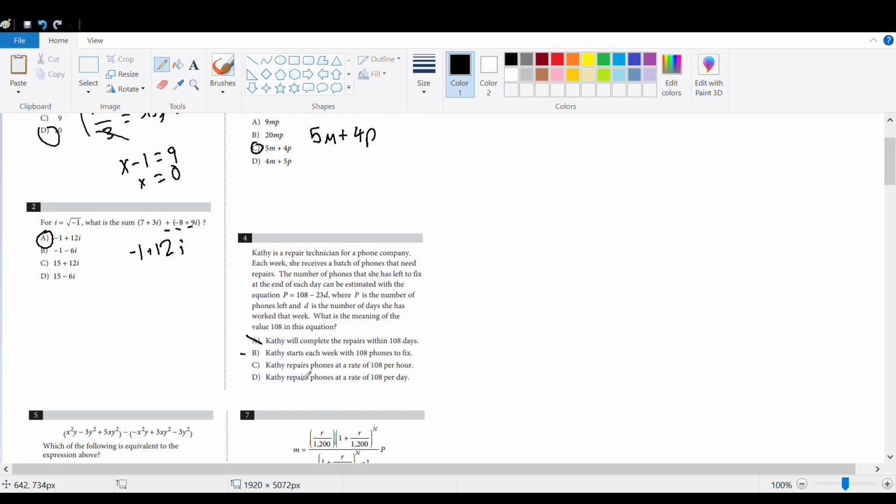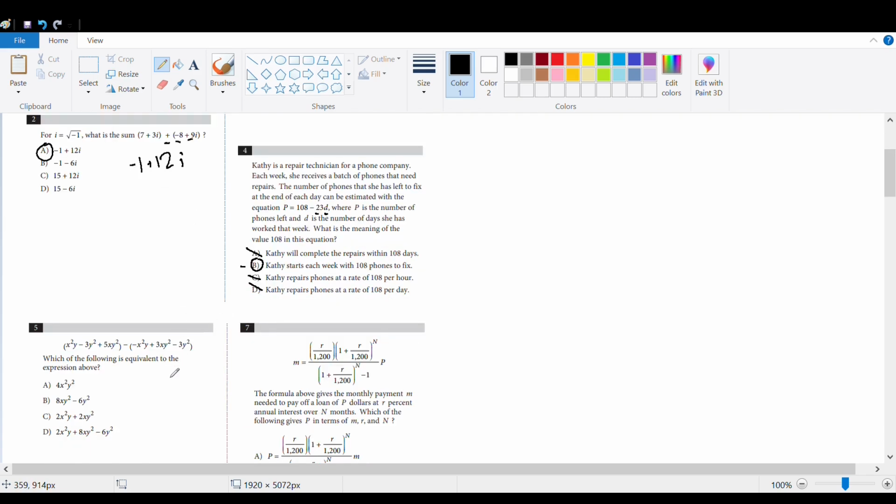And C, Kathy repairs phones at a rate of 108 per hour. This is not true because for 1 day, there is minus 23, so she only fixes 23 phones per day, so it's not C. And D, Kathy repairs phones at a rate of 108 per day. Again, it's 23 per day, not 108 per day, so it's not D, meaning that by process of elimination, it is B.